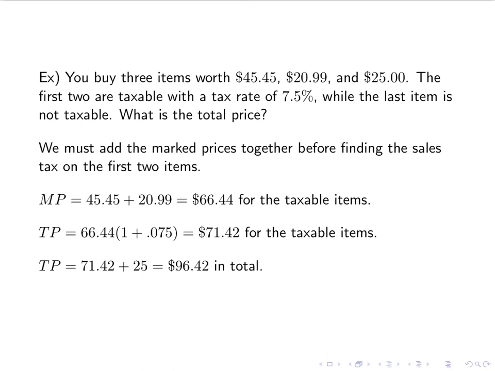So again, just to reiterate, if you have multiple items that are being taxed, you add their marked prices together and then find the sales tax, whether it's the sales tax or the total price, depending on what you're looking for. Okay, but do not do them individually.